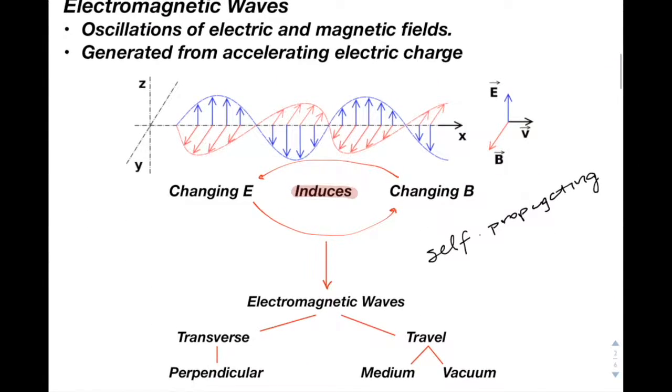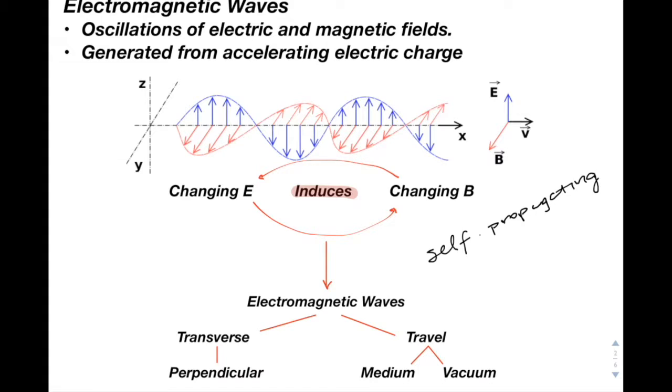And the first thing that you need to know about electromagnetic waves is they are generated from an accelerating electric charge, meaning that an electric charge that is oscillating or vibrating has the ability to generate these electromagnetic waves, which are composed of oscillations of both electric and magnetic fields. And these electric and magnetic fields are perpendicular to each other, as well as perpendicular to the direction of propagation.